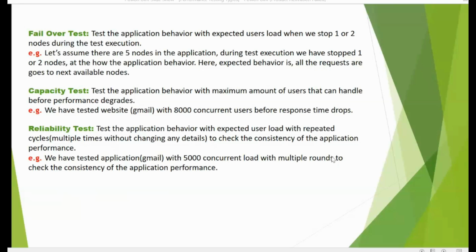A reliability test means testing the application behavior with expected user load over repeated cycles to check the consistency of the application performance. For example, we have tested an application with 5000 concurrent load with multiple rounds to check the consistency of the application.